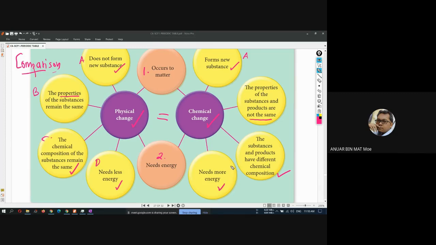Okay, can you understand what the difference is? Comparison means what, class? Comparison means you need to state the similarity and the difference between two factors, two changes. The similarity and the difference between these two changes. Okay, any question?